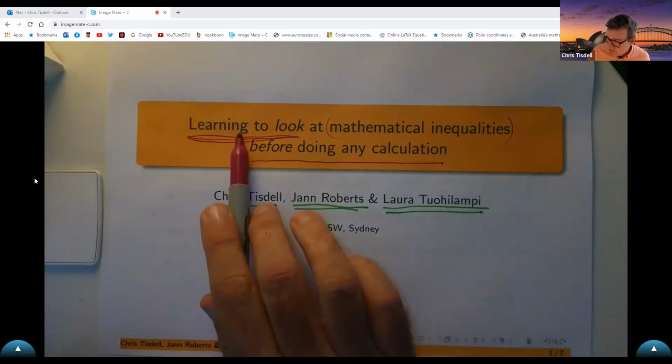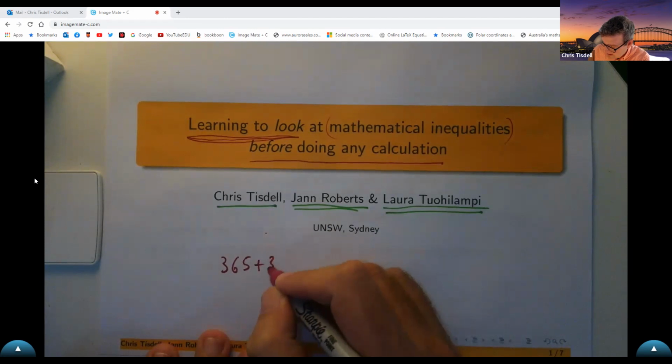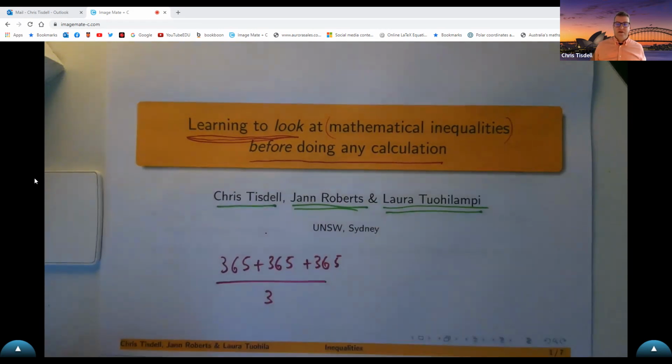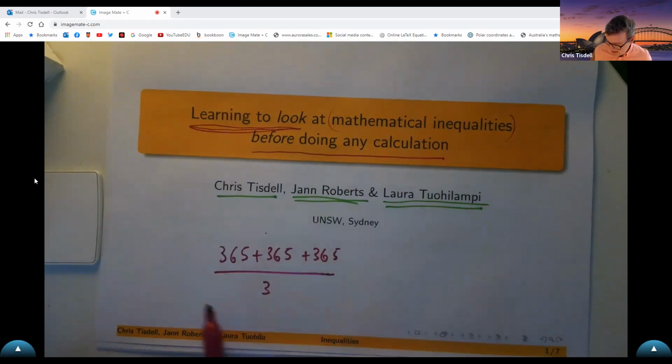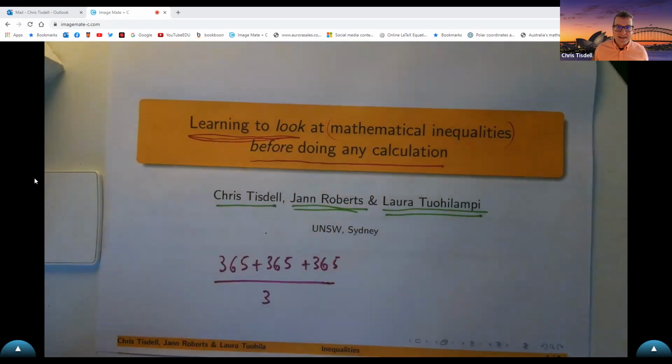Okay, so what do I mean by learning to look? Well, I'm glad you asked. Let me give you a little problem here. All right. So this is a problem that you see in primary school, actually. And of course, you would know the answer to this is just 365. But some students still look at the numerator and they add up these numbers and they divide it all by 3, right? Why? Because they didn't look. They just know a technique and they just go straight for it.